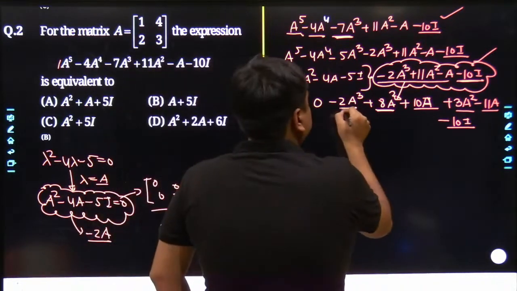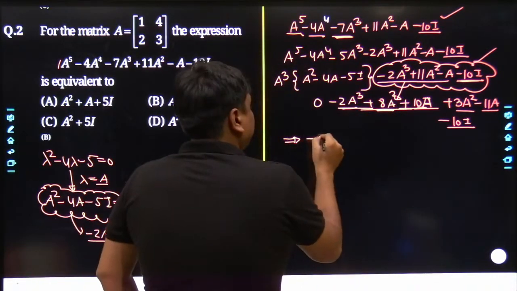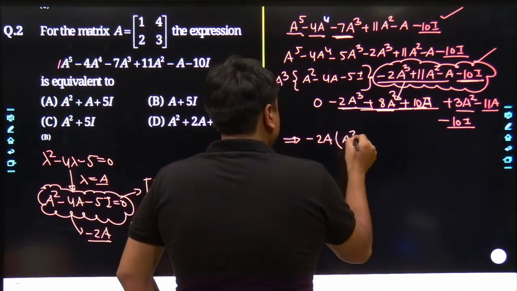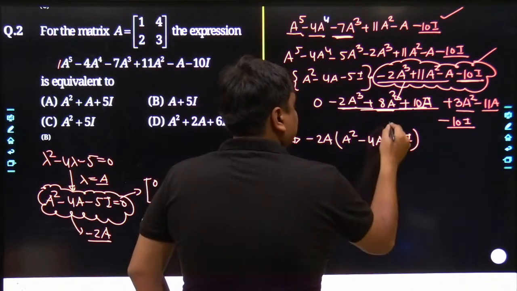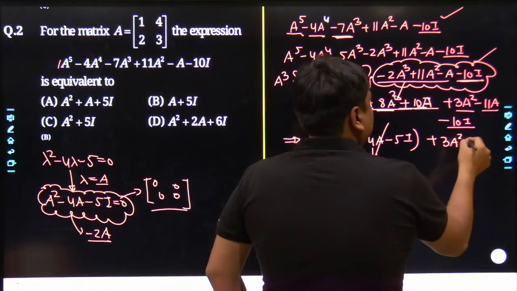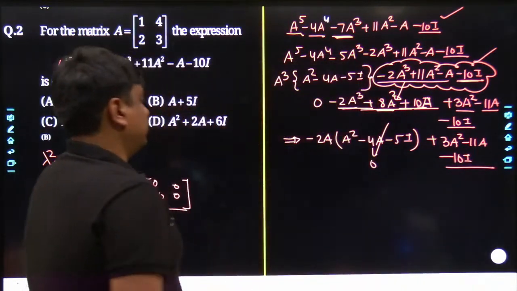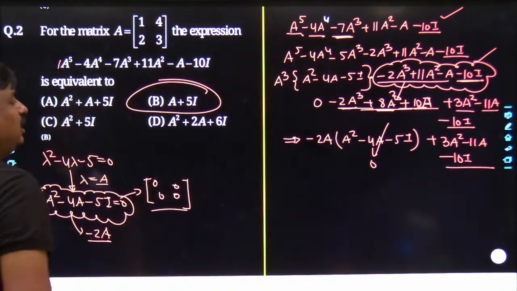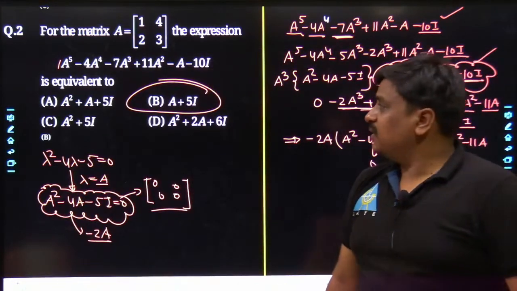See, if you want, I can do the calculation once again. Minus 2A can be brought out. Once the minus 2A is brought out, the factor which should be left out is simply going to be A square minus of 4A minus of 5I, which is again 0. And even it can be further deduced. Yes, even it can be further deduced, and the best most answer which you will be getting at the end is going to be A plus 5I.